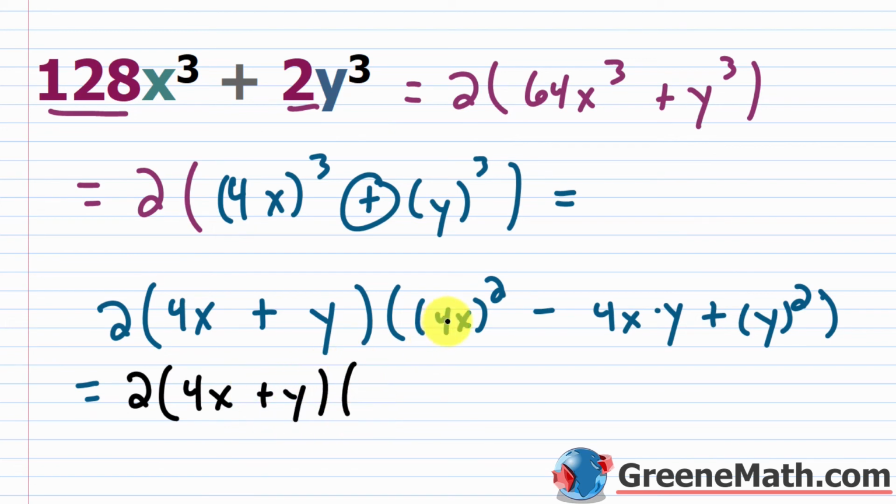Then times this quantity, 4 being squared is 16. Then you'd have x squared. Then minus your 4xy. Then plus your y that's going to be squared. So this 128x cubed plus 2y cubed is going to factor into this 2 times the quantity 4x plus y times the quantity 16x squared minus 4xy plus y squared.